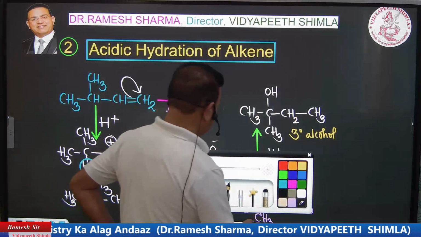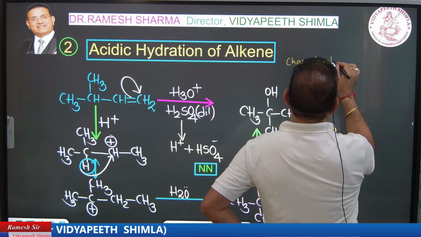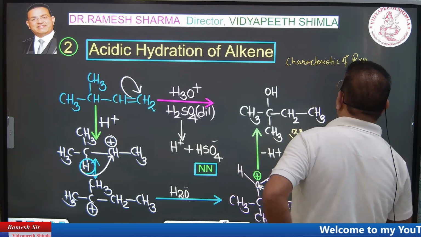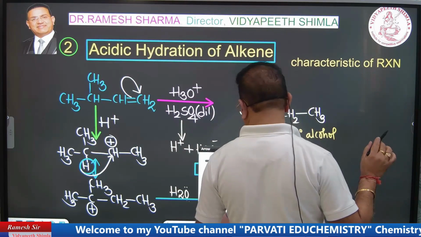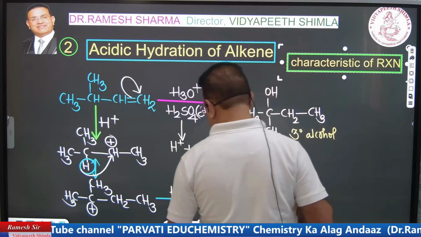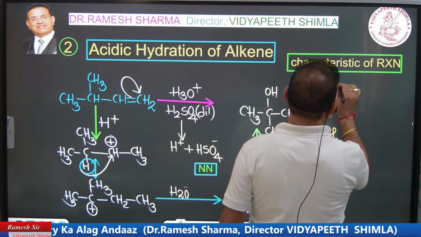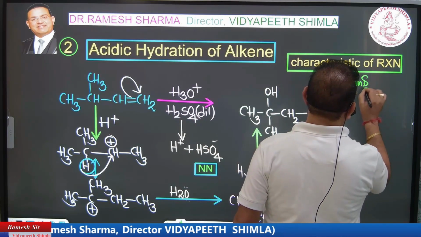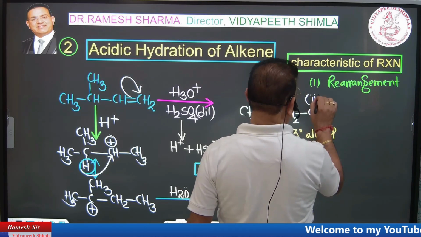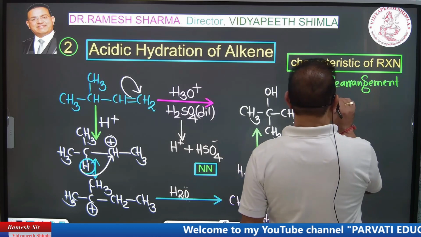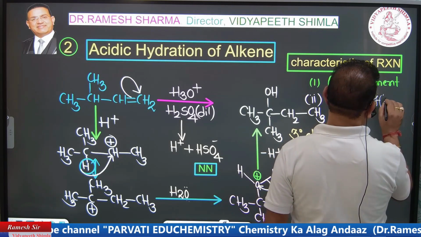So it means the characteristic of this reaction is that it undergoes the rearrangement of the carbocation. Am I right? So one is that this will undergo rearrangement if there is any possibility. And the second characteristic is that it will follow Markovnikov's rule.